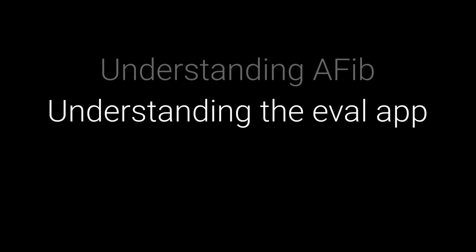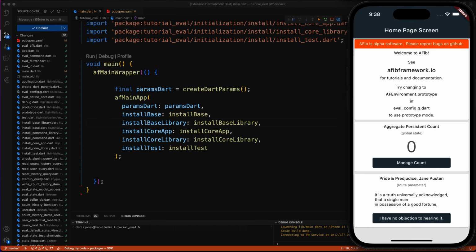Our goal in this section is going to be to explain how the Eval app works, so let's start by showing what it does. On the home screen at the bottom, I have a button called I have no objection to hearing it, which cycles through the first few lines of Pride and Prejudice. Note that the first line starts with it is a truth universally acknowledged. The second line starts with must be in want of, and the third line starts with however little known. I will leave it on the third line.